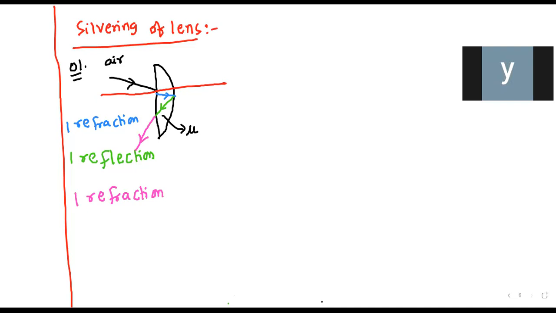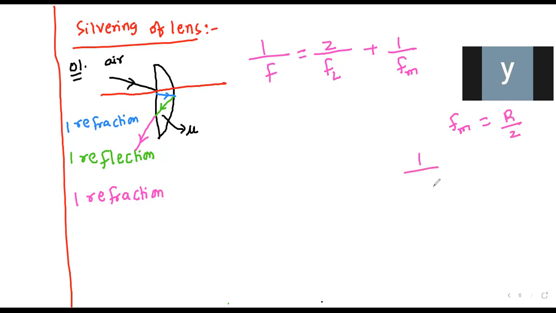So the combined focal length, I can say, is two times. Refraction means focal length of the lens, reflection means focal length of the mirror. I'll keep it as F. Such that focal length of mirror I can write as R by 2, right? And focal length of lens is nothing but (mu minus 1) times (1 by R1 minus 1 by R2).